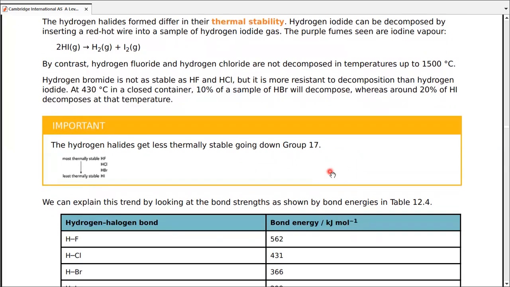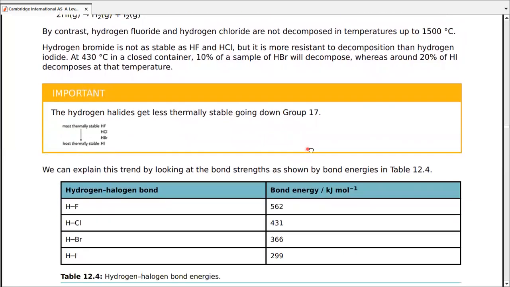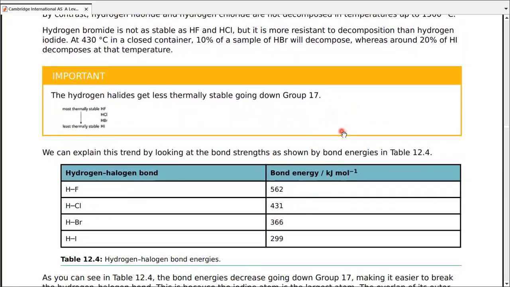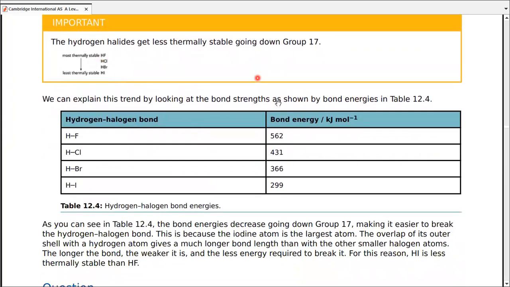At 430 degrees centigrade in a closed container, 10% of an HBr sample will decompose, and around 20% of HI decomposes at that temperature. So HF is most thermally stable, HI is least thermally stable. That's a very good way of showing it. Now, this trend and the bond energy trend conform to one another, since the bond energy should be higher for something that is more thermally stable, and lower for something that is less thermally stable. So of course, the bond energy for HF is the highest as compared to HI.